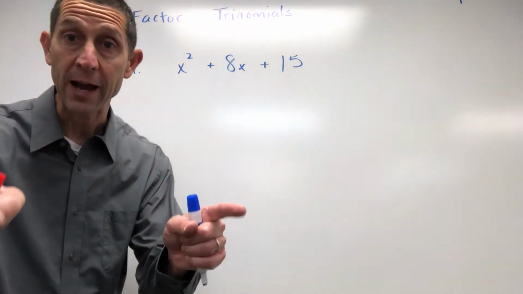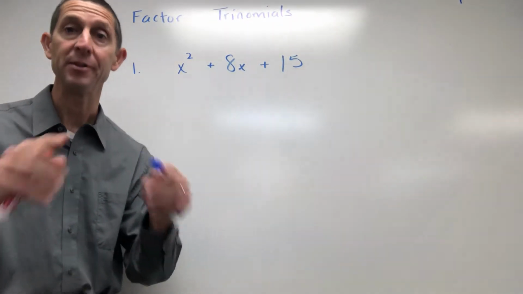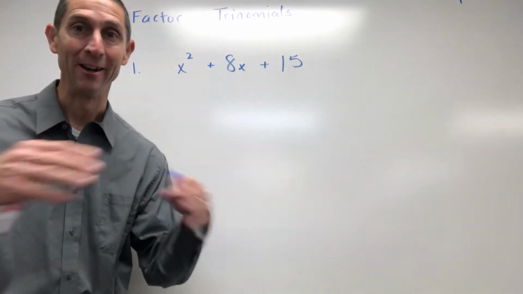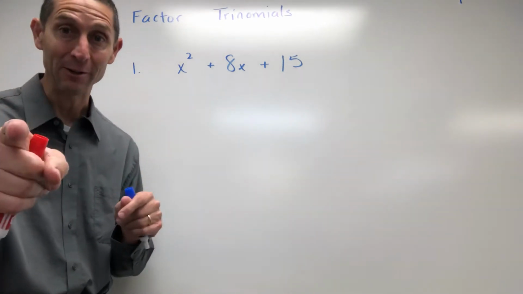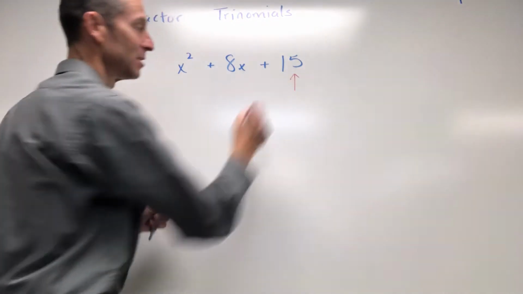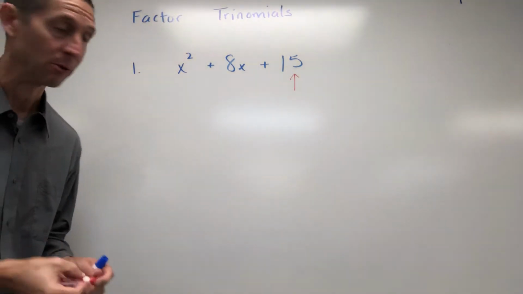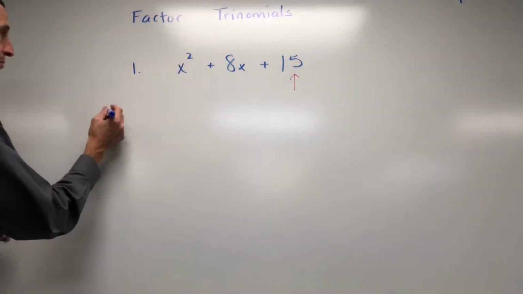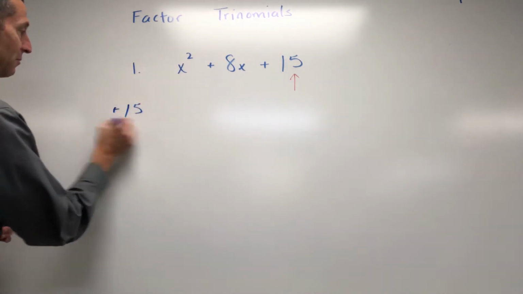Okay, we got to factor trinomials today. This will be your favorite way to factor of all the methods. Factoring trinomials, it's your favorite. Check out this number on the end, this 15. So what we're going to do is work with the 15, and it's positive 15.